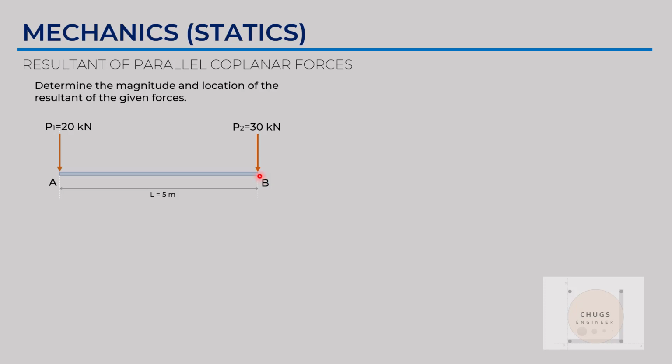Okay, how do we compute the magnitude and the location? Ibig sabihin yung location that is from A to the resultant. So ito kasi, kukombine natin tong P1 and P2, kung ilan ba yung magiging pwersa nila, tapos kung saan magiging yung location ng resultant nila. Okay. So we have the summation of forces along Y kasi lahat ng ating forces is pababa. That is along Y, that is also equivalent to your R, and your R is P1 plus P2. Okay. So we have 50 kilonewton for your R, or for your resultant.